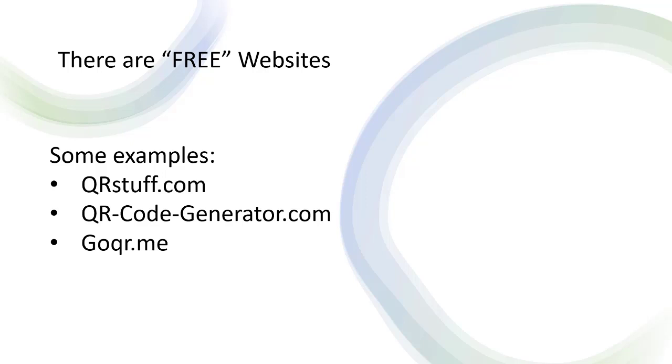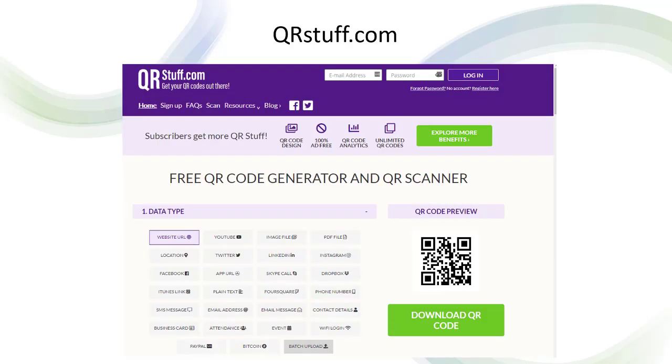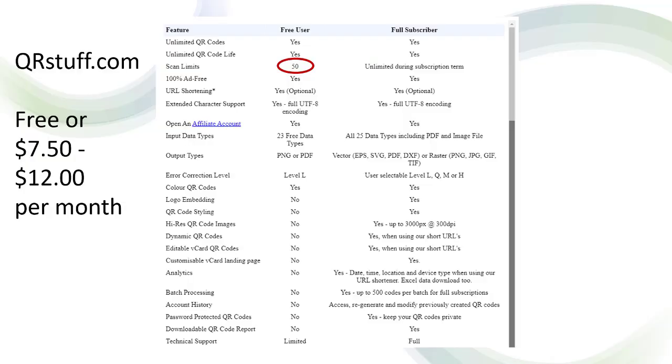There are some examples of QR stuff, qrcodegenerator.com and goqr.me. QR stuff has several different ways in which you can generate QR codes for various items, as you can see here. Although they do have a free version, if you become a full subscriber, it takes away some limitations. One of those limitations includes scan limits. On the free plan, you get 50 scans per barcode, and that's it. I believe it's per month.